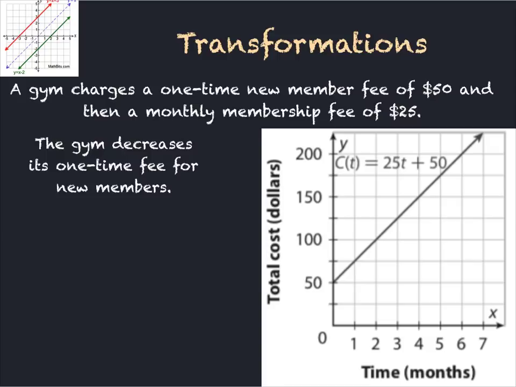All right, a gym charges a one-time new membership fee of $50. So obviously $50 right at the start, so that's going to be your y-intercept, right? Hopefully by now you're getting a little bit better at identifying that given a word problem. So we know our y-intercept is going to be 50.